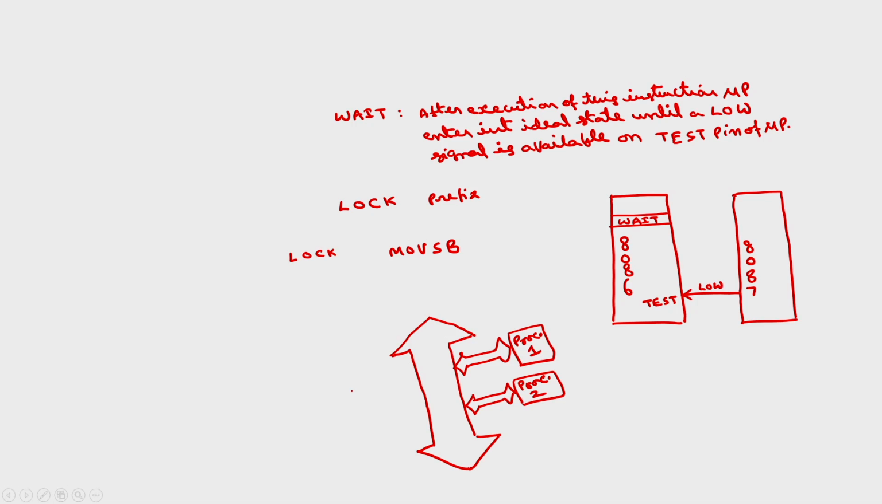And so on, you can have any number of processors. If microprocessor 1, processor 1, is executing this instruction, then the meaning is that while the microprocessor is executing this instruction with the lock prefix, the second microprocessor will not request for the buses. These are the buses of 8086.